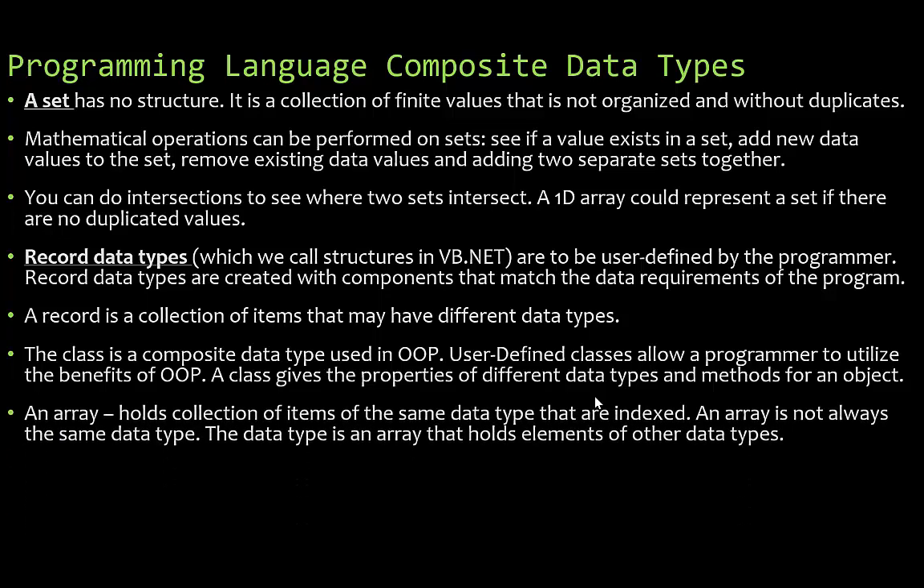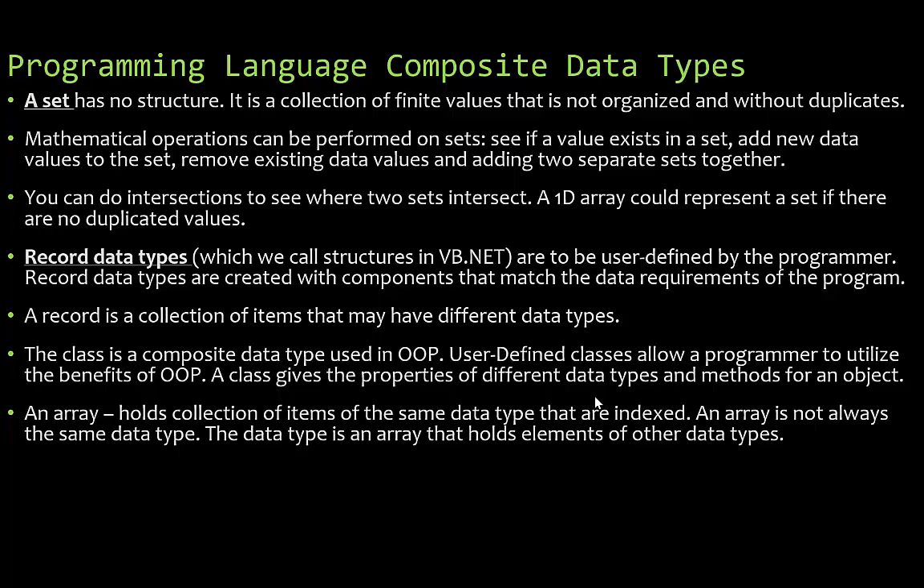An array holds a collection of items of the same data type that are indexed. Now, an array is not always the same data type. The data type is an array that holds elements of other data types. When you create an array, it's not always going to be an array of strings. It's not always going to be an array of integers. It can be, the array is the data type.